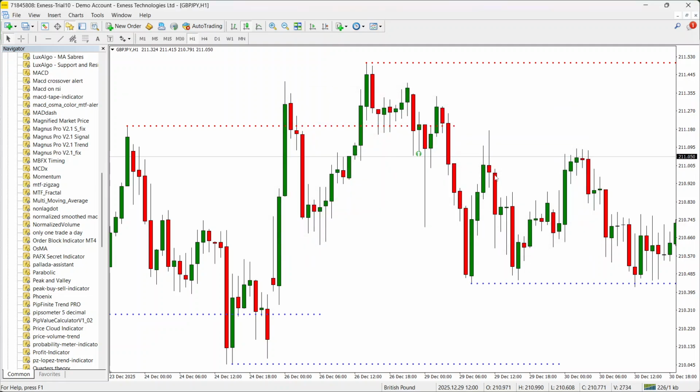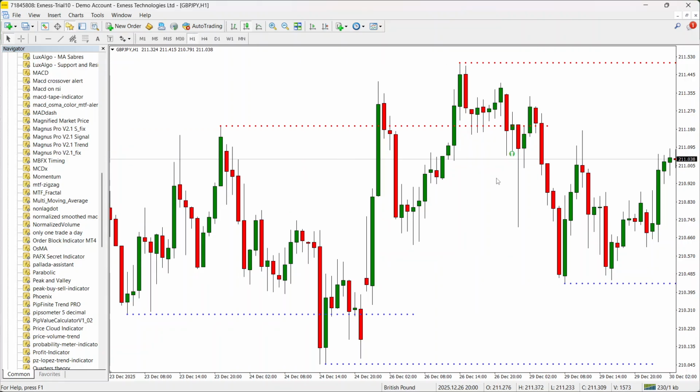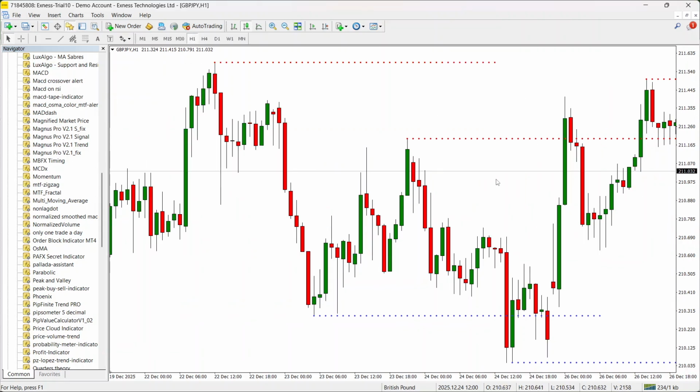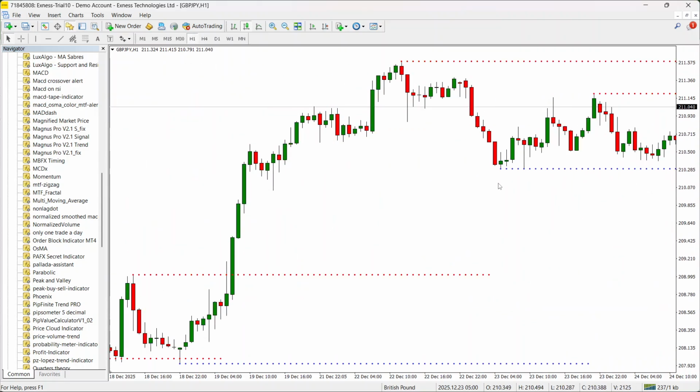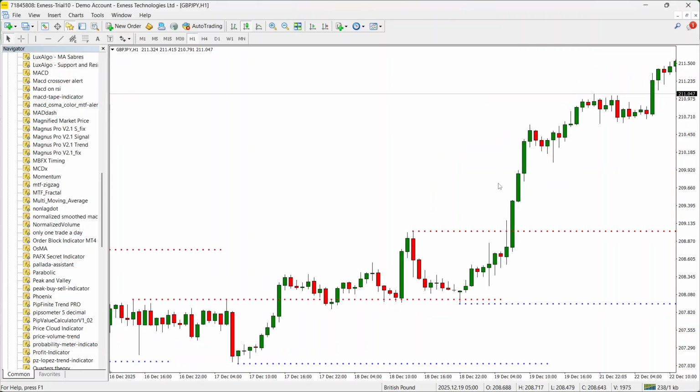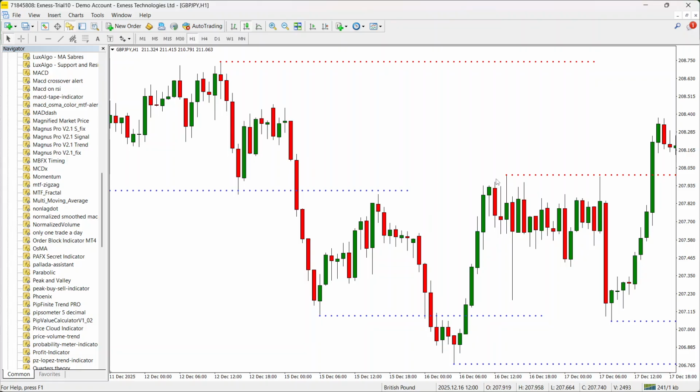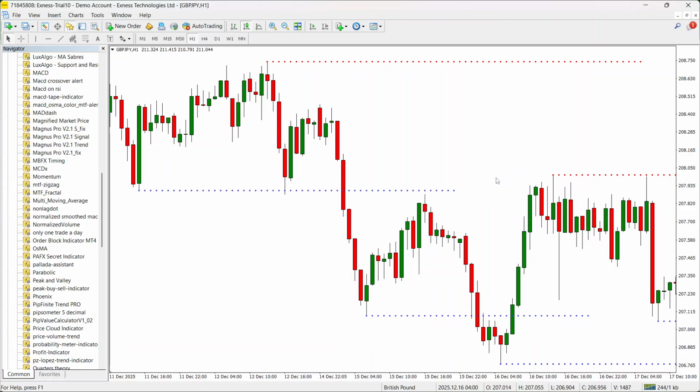Now let's move on to who it is for. This indicator is ideal for traders who rely on support and resistance as core components of their strategy and want an automated, objective way to identify and track these levels. It's a technical price-based tool that cannot guarantee future performance.